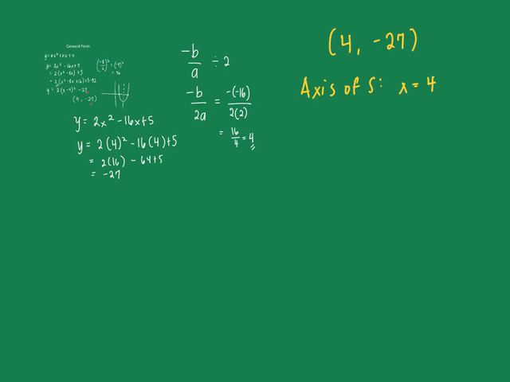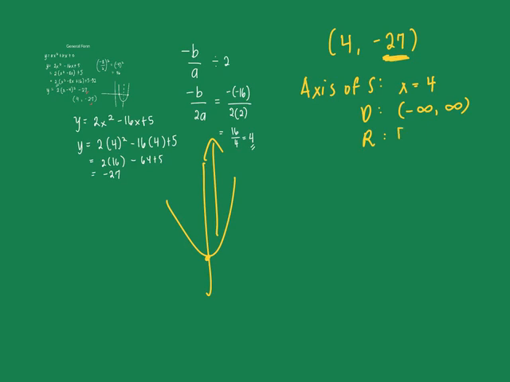How about the domain? Of course, the domain is quite easy. That's simply negative infinity to positive infinity. And for our range, since our graph opens upwards, that means negative 27 would be the minimum point. So the range would be from negative 27 going to all the positive values of y, making our range negative 27 to positive infinity.